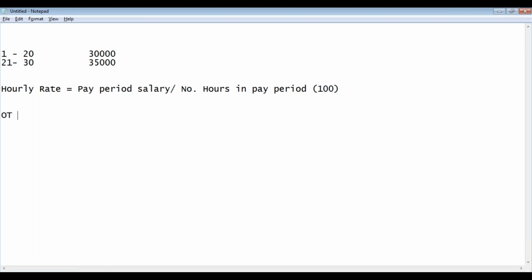The employee has worked OT on the 15th. He worked 10 hours of OT. On the 25th he again worked 10 hours of OT. How much do I need to pay for the overtime? The overtime formula is equal to number of hours into hourly rate. How much do I need to pay this employee? Tell me. First, what is my hourly rate and what is my overtime value?